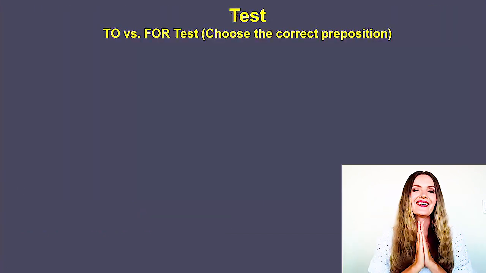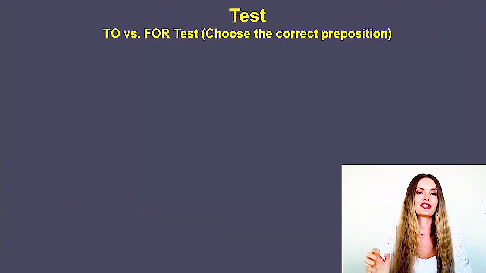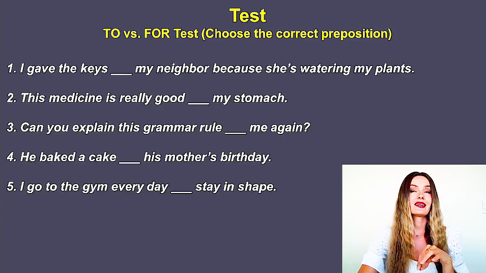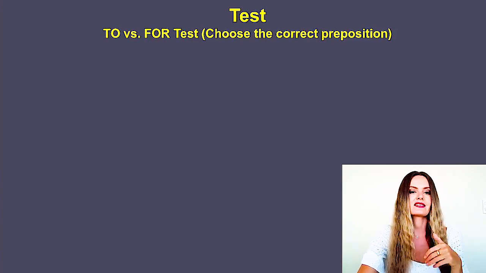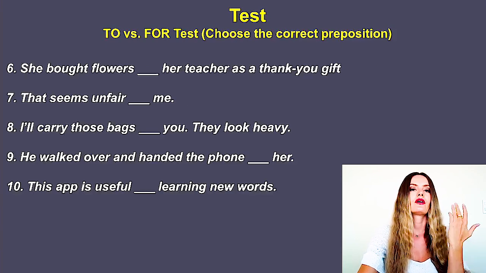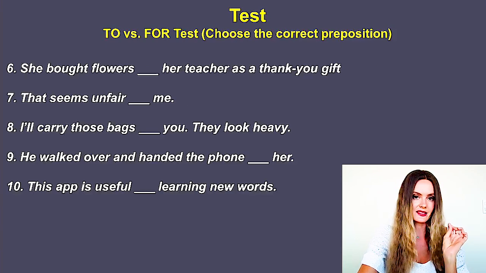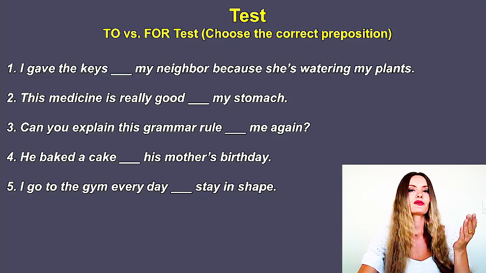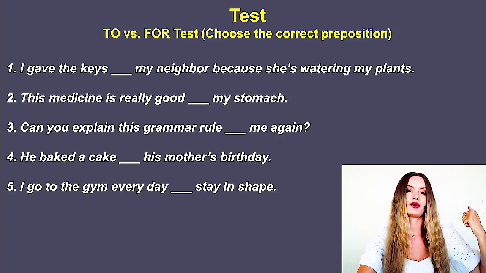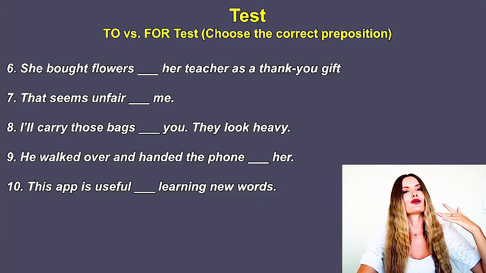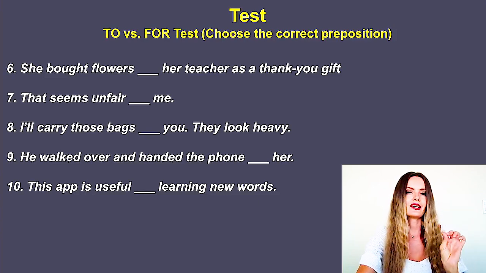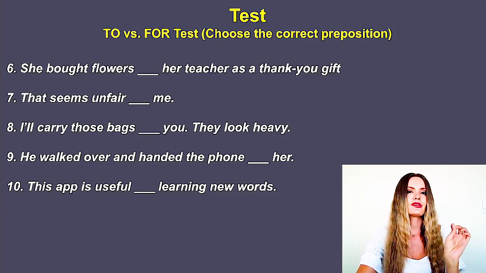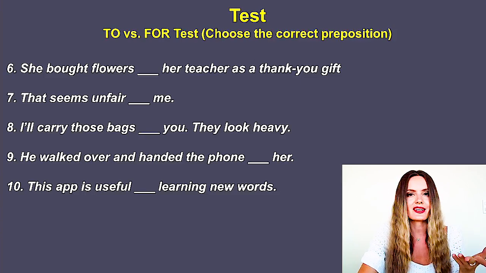Great job. And now it's time to test your knowledge. To versus for. Choose the correct preposition. Here we have 5 sentences and there are 5 more. Overall, there are 10 sentences. I would like you to pause the video, write the answers in the comments below, and only after that we are going to check this test all together. So first of all, do this test yourself. Just test yourself.